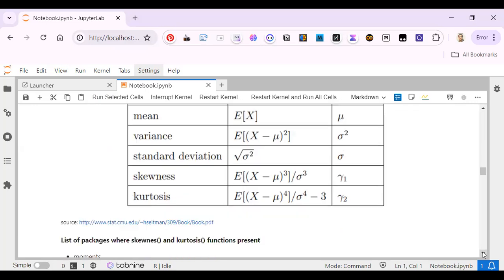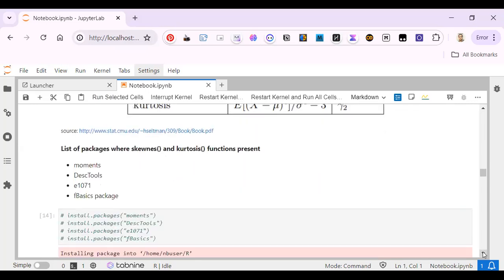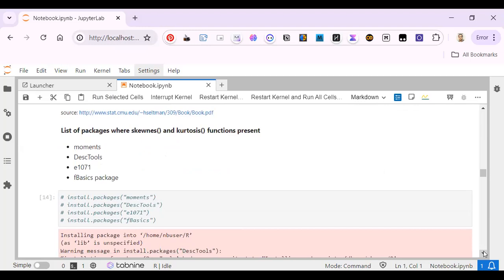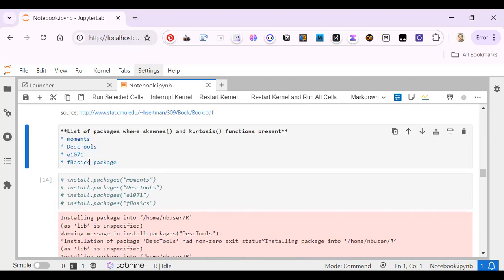That is generally what we can look at in statistical books. So how to find it? There is a list of packages where we can find skewness and kurtosis functions. I'm giving the packages here: moments, e1071, fBasics, and a couple of others. These are a couple of packages we can use, and they will provide that information.